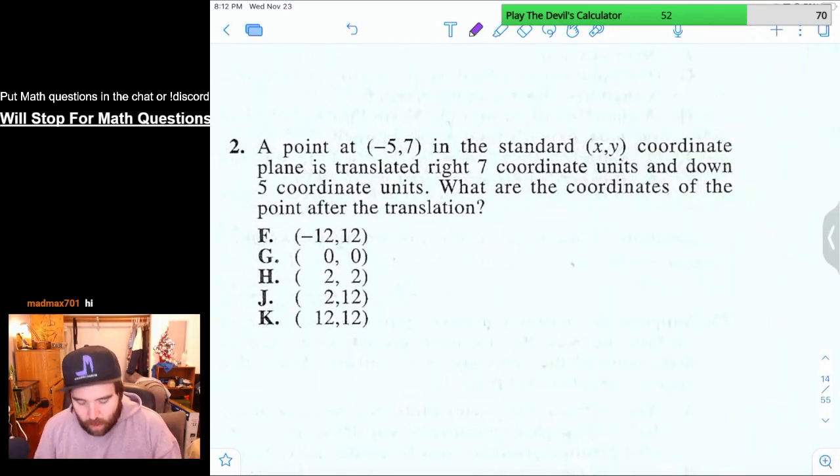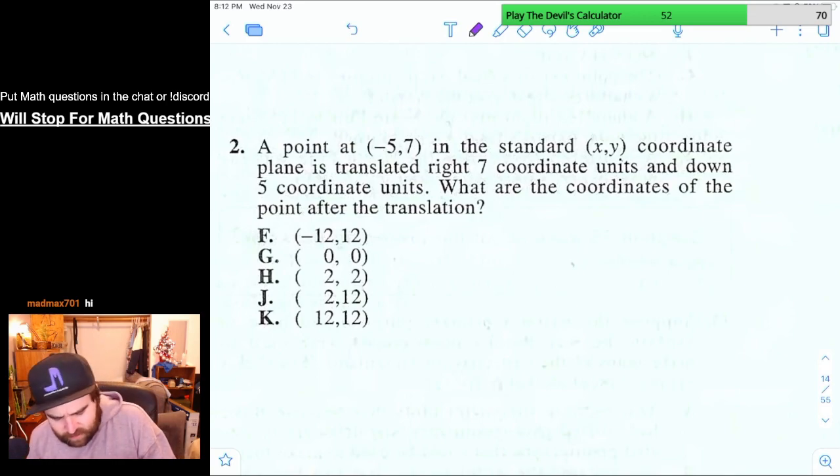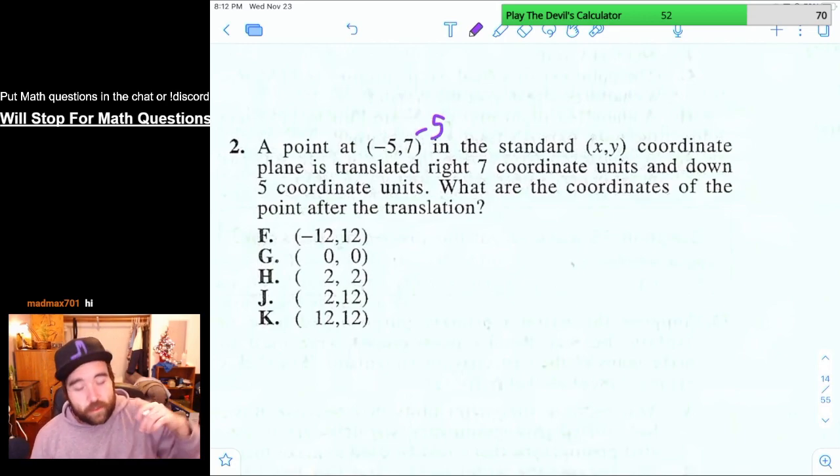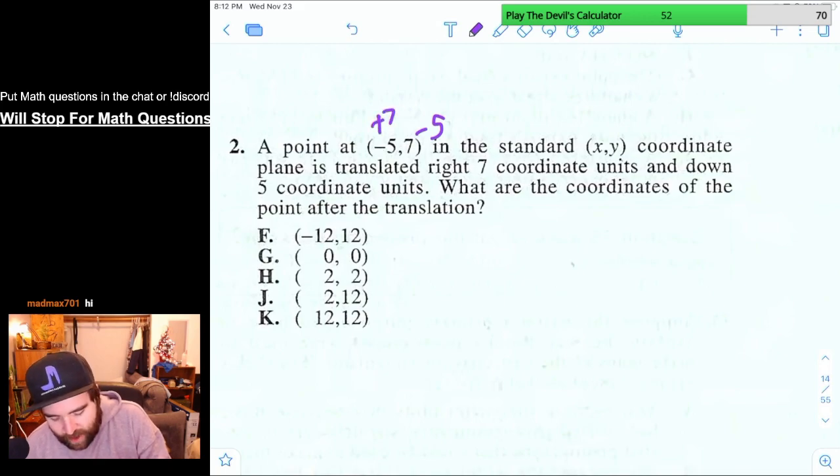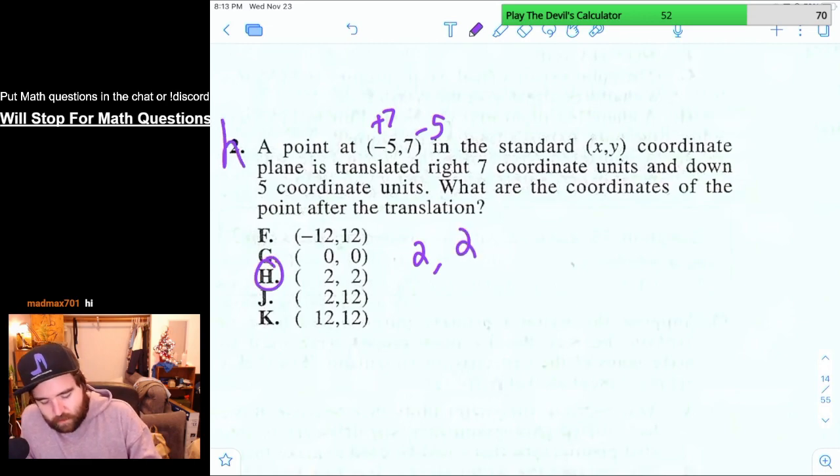All right. A point at negative 5, 7 in the standard coordinate plane is translated to the right 7 coordinates and down 5 coordinates. Okay. So down 5, so that's the y value going down. So they subtracted 5 from the y value, and to the right 7, so that's positive on the x. So they added 7 to the x. So it's actually now at positive 2, positive 2. Okay. That's fine.